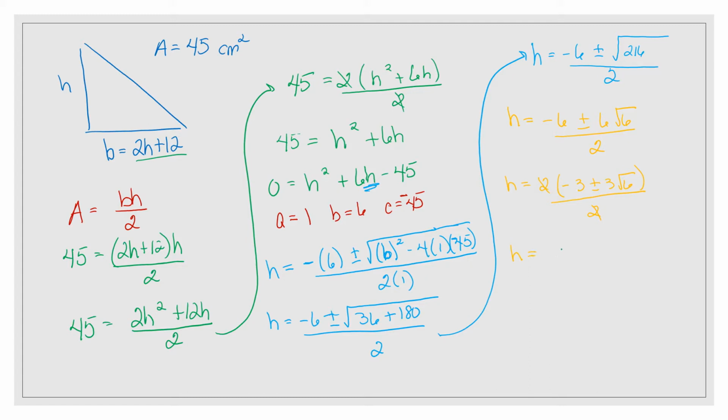So my height is equal to negative 3 plus 3 square root of 6, or my height would be equal to negative 3 minus 3 square root of 6. 2 answers. But you're looking for the height of a triangle. Is the height of a triangle allowed to be negative? Good, it's not. Which means this second answer is not going to work for us, is it? This answer right here is not going to work for us. Agreed?